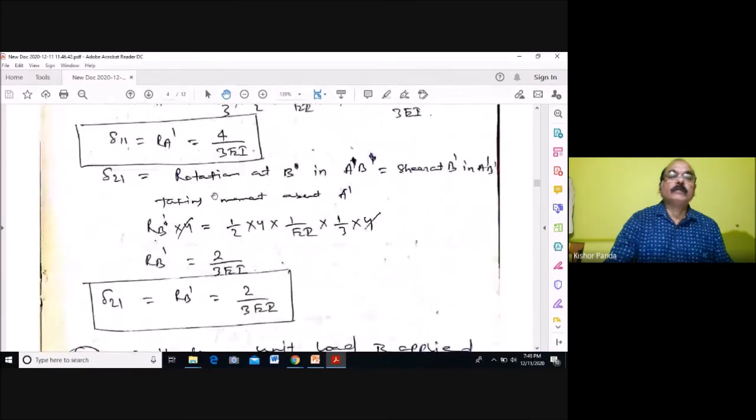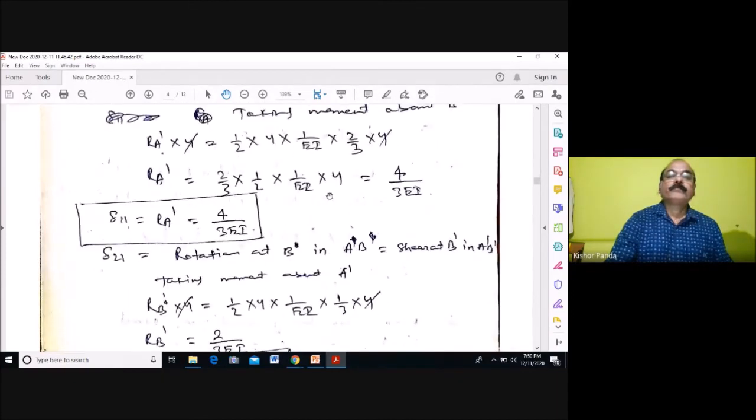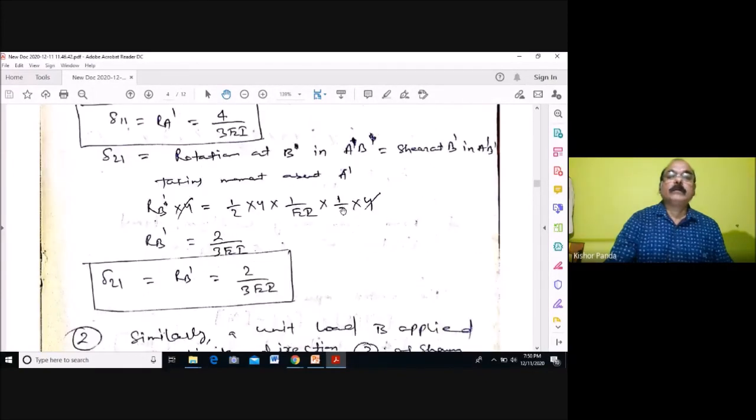Similarly, delta 2-1 is equal to rotation at B in AB, which is equal to shear at B in A'B'. So taking moment about this point, RB' into 4 is equal to half into base into height, into, from this side, L by 3. This is 2 by 3, this is 1/3 L. So here this is your 1/3 L. Then RB' is equal to 2 by 3 here.